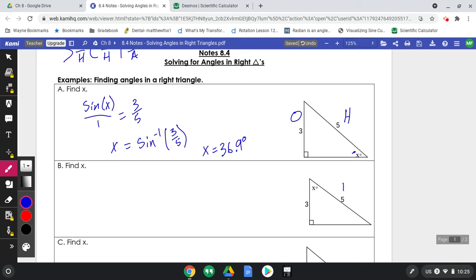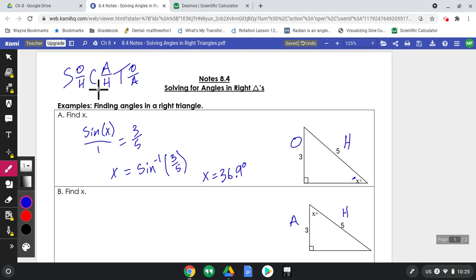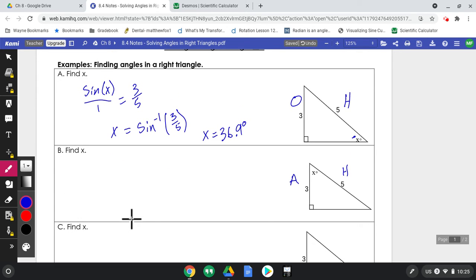The 5 is still our hypotenuse, except the 3 becomes our adjacent now because it is beside that angle. So A over H, that's cosine. So cosine of x will equal 3 over 5. Now when we do it, the inverse is the same process, except it's going to be the inverse of cosine. So the inverse cosine of 3 over 5.